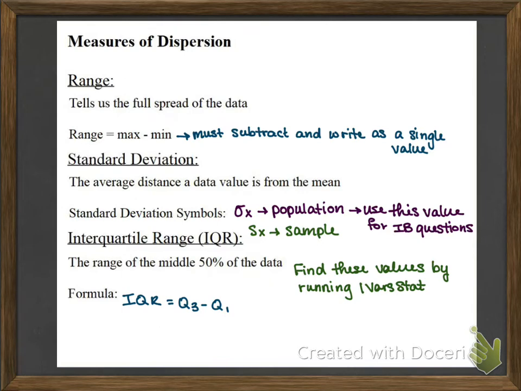They will give you your min and your max. You just personally have to subtract them. They will give you Q3 and Q1, and again, you will have to subtract those to get the IQR.